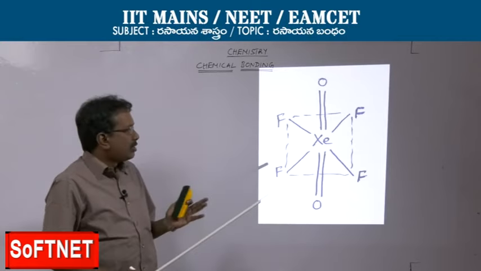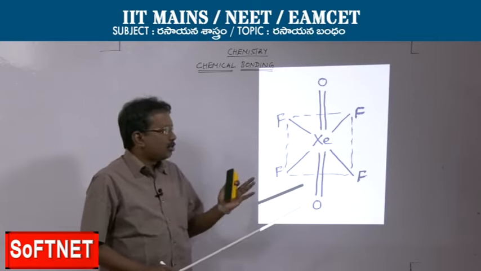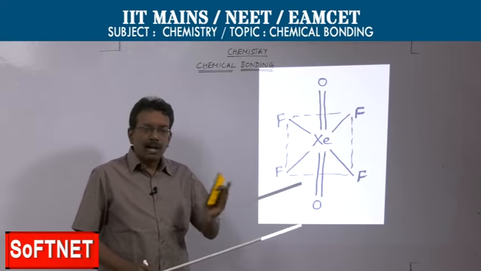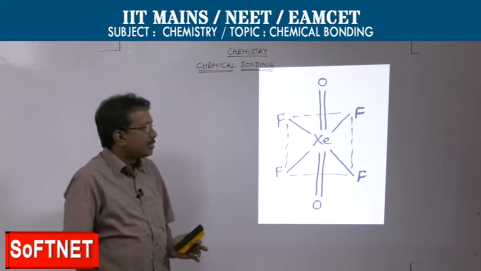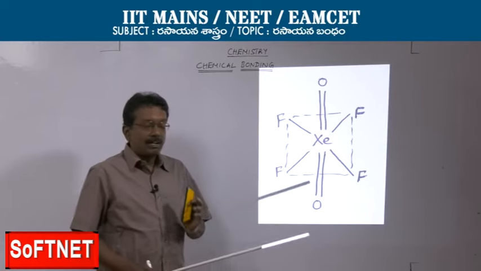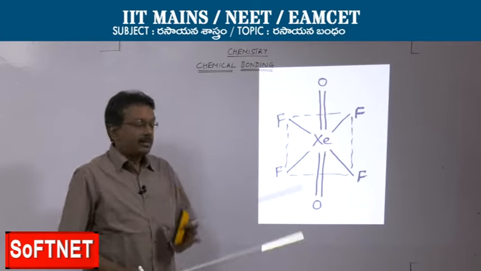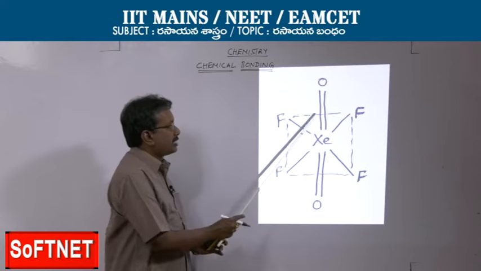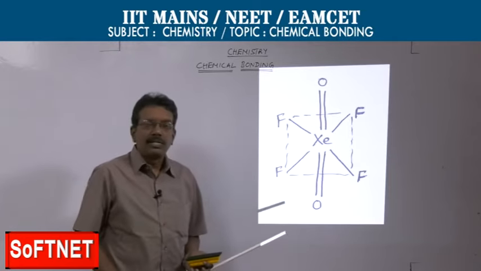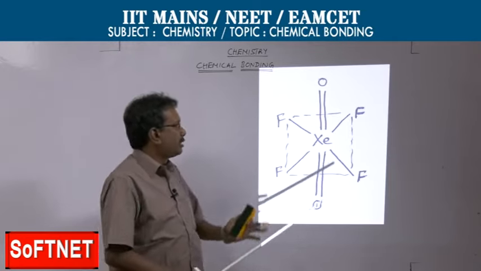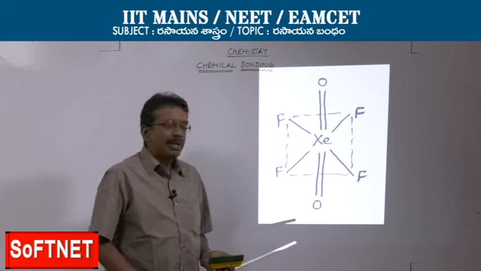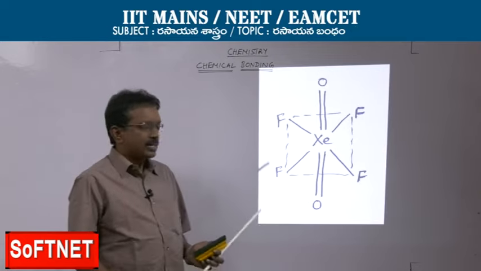But here, in the octahedral structure, the first lone pair goes at any position, and the second lone pair is opposite to the first lone pair. Next, the accommodation of a double bond: the first double bond can go anywhere, and the second double bond goes exactly opposite to the first double bond. So these are very important conclusions for the trigonal bipyramidal structure and the octahedral structure.